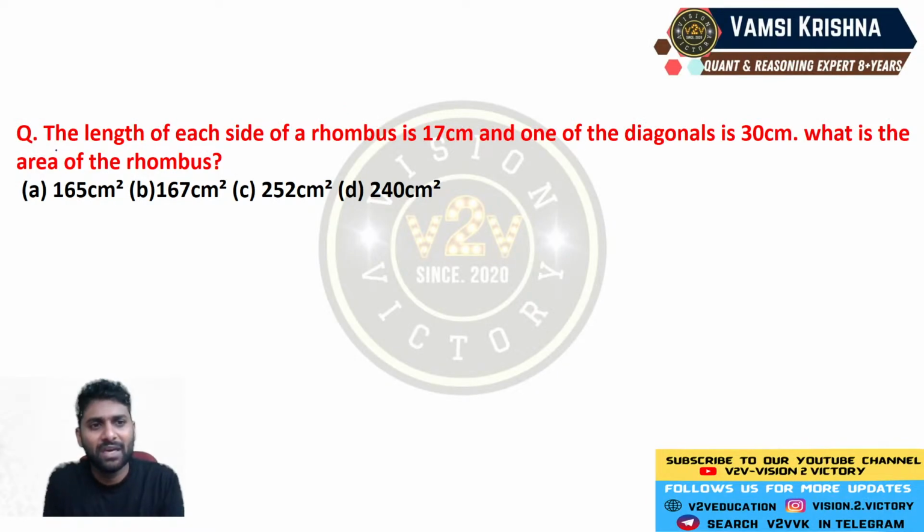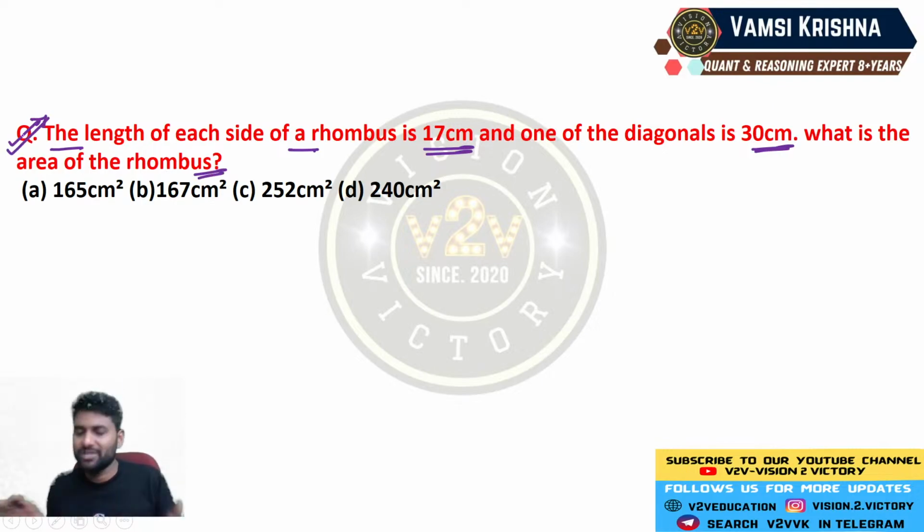Now the question: if the length of each side of a rhombus is 17 centimeters and one diagonal is 30 centimeters, then what is the area of the rhombus? Just try this question and post your answer in the comment section.